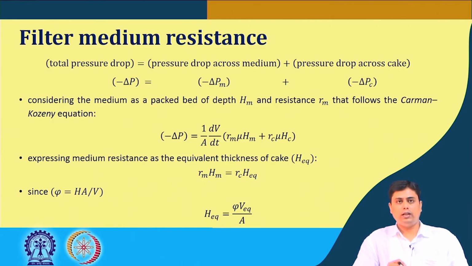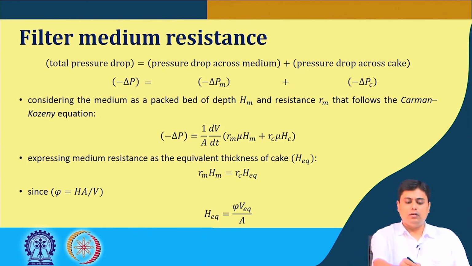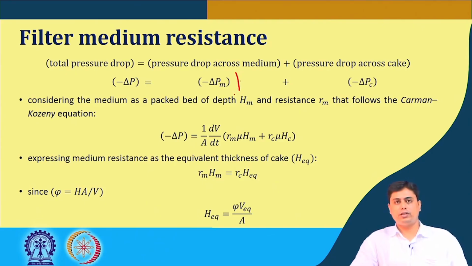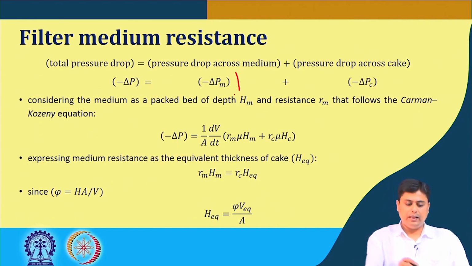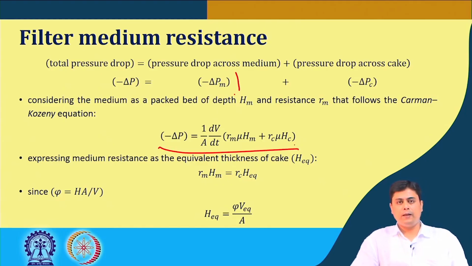So here we saw that the total pressure drop was the pressure drop across the medium plus the pressure drop across the cake. Now the pressure drop across the cake we have explicitly seen earlier. The pressure drop across the medium, which also contributes to the overall resistance, we assume is also giving a resistance that has an equivalent packed bed depth of Hm with a resistance Rm, and then the total resistance was written in this form.